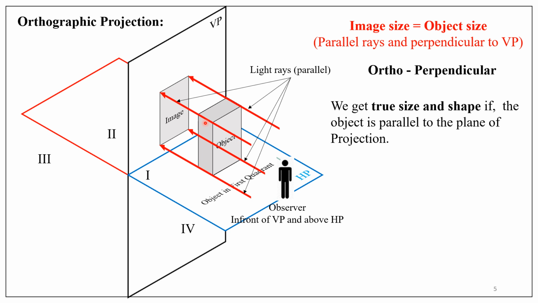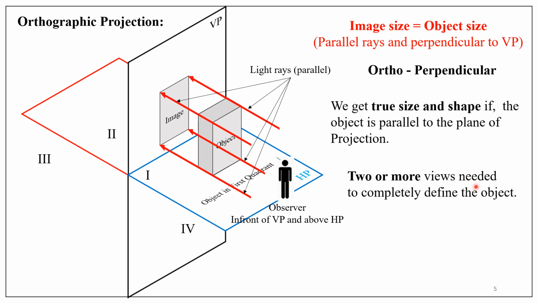To show all the dimensions in orthographic projection, we need two or more views. Two or more views are needed to completely define the object in orthographic projection. From the front view, we are able to see only the length and the height. To know what is the thickness, we need one more view at least. What is that view? So the image already obtained on the vertical plane is front view. And what is the second view that is needed to represent the thickness of the object in orthographic projection?